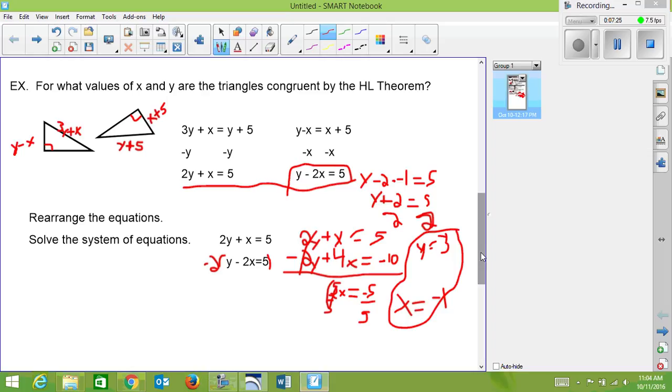You're going to have to remember how to do the system of equations to be able to solve some of these, so bring that knowledge with you. We will talk about it more the next time I see you.